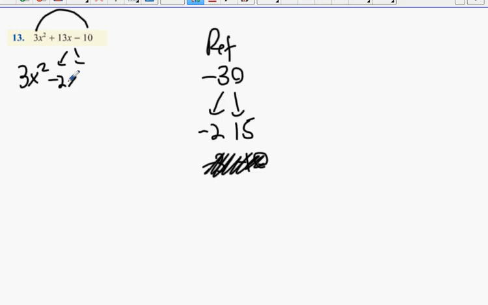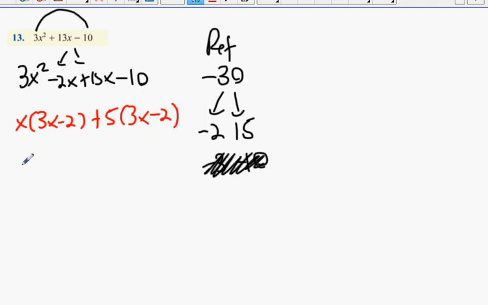Change it to minus 2x plus 15x minus 10, and then after that, take out the x and you're left with 3x minus 2 plus 5, into 3x minus 2. After that, x plus 5, 3x minus 2. And you're done. Alright? Good.